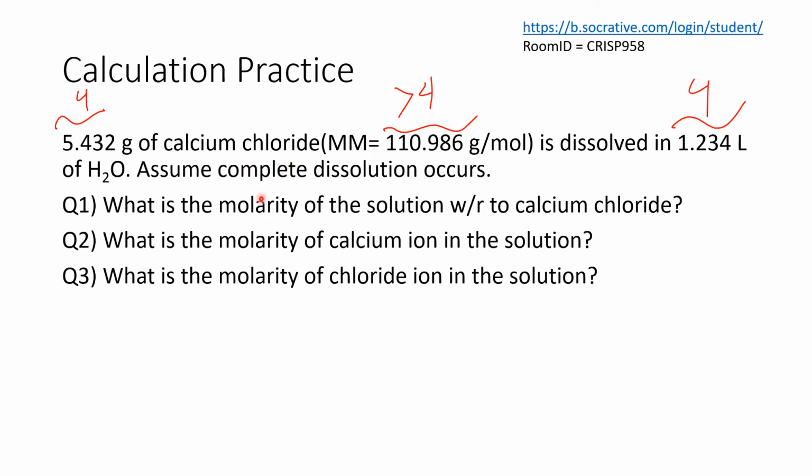Because of the stoichiometry there, the molarity of the calcium ion is going to be the same answer as question 1, the molarity with respect to calcium chloride. However, for question 3, the molarity of the chloride ion is going to be double that, because there are 2 chlorides that come off for every 1 calcium chloride that dissolves.